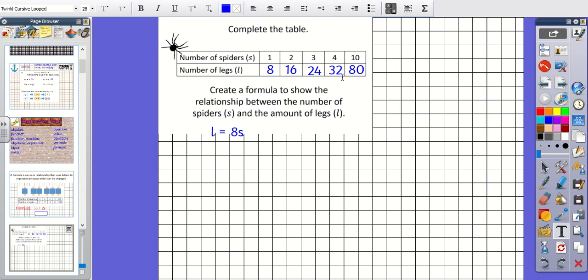For 4 spiders, 32 legs, and for 10 spiders, 80 legs. So we are multiplying by 8. So the formula to show that would be legs, so L equals 8S. To find the number of legs, we would multiply the spiders by 8. So for example, 10 as our S, multiplied by 8 would give me the number of legs, 80.